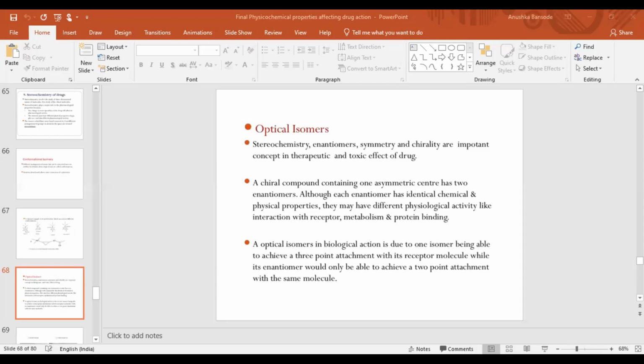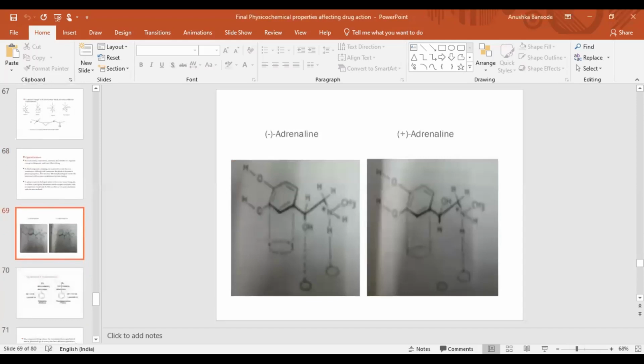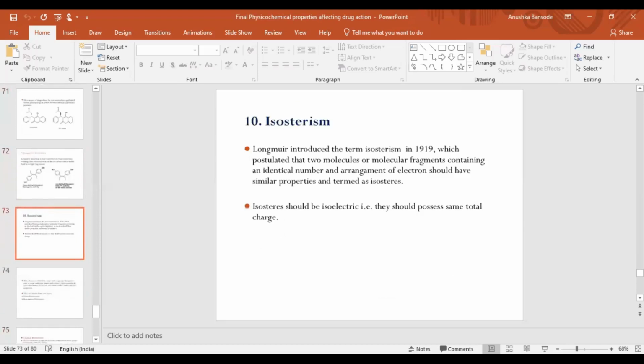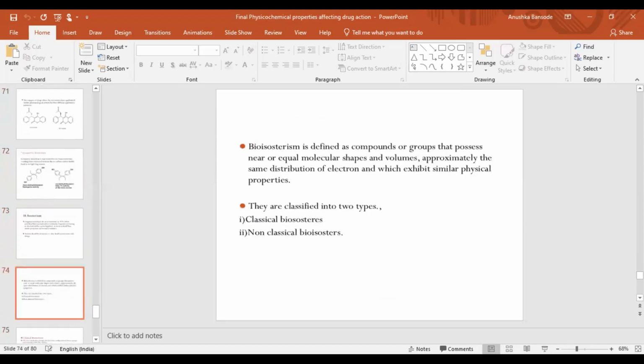Now the concept of bioisosterism is going to help us explain the use of several bioisosteres which help the molecule have the desired pharmacological activity. So what is bioisosterism? Bioisosterism is defined as compounds or groups that possess near or equal molecular shape and volumes, approximately the same distribution of electrons, and which exhibit similar physical properties.